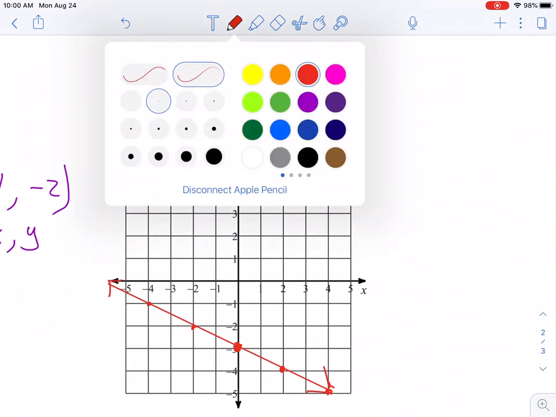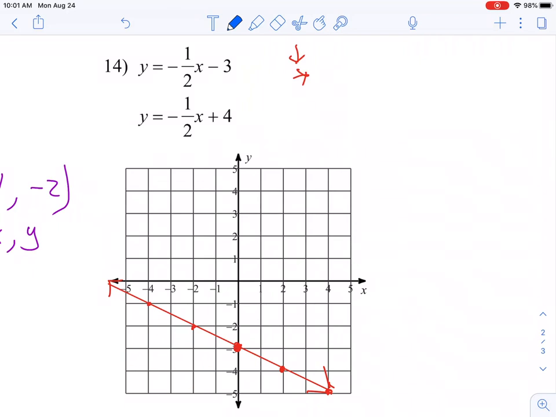Okay. And then for my second equation, I'm going down and right, and I'm beginning at 4. So if I begin at 4 and count down 1, right 2, down 1, right 2, or if I go up 1, left 2, you'll notice, hopefully you've noticed, that there's no purple point here. The lines do not cross.